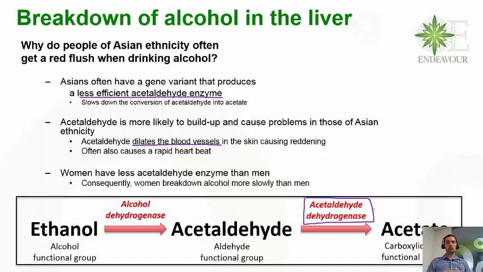So among other things, this is why a woman who drinks, for example, 4 standard drinks will take longer to go back to a blood alcohol level of 0 than a man would, because less of these enzymes that are needed to facilitate the chemical reactions are actually present.